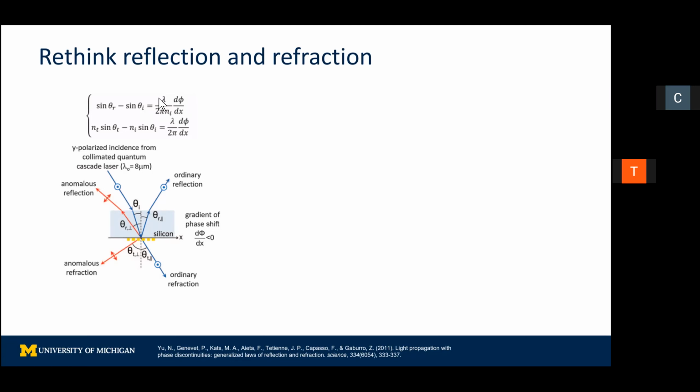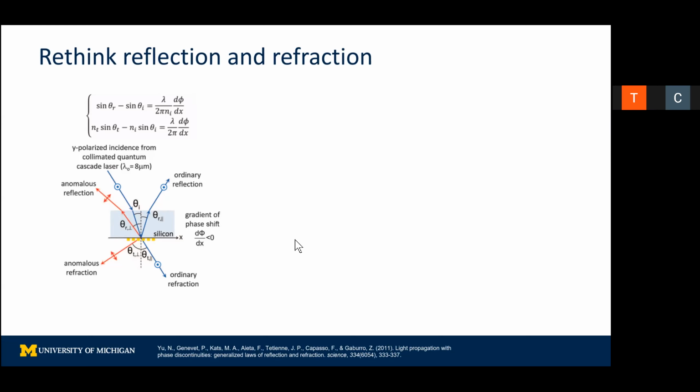Since we need to add this extra term, the reflection direction will actually point towards this direction instead of the original direction. And also for the refracted light, the light will pass and go through this way instead of this way. So in this case, the reflected light and the refracted light are at both sides of the normal line with respect to the incident line.